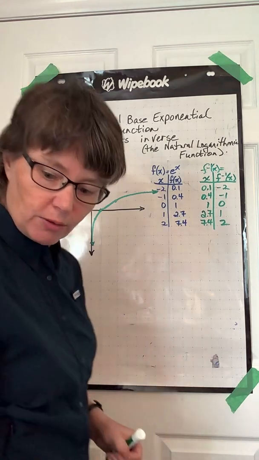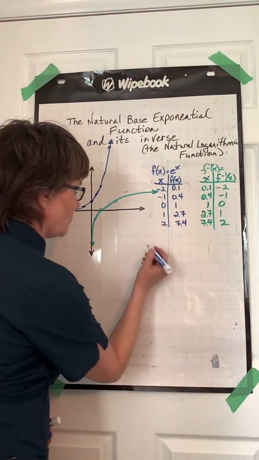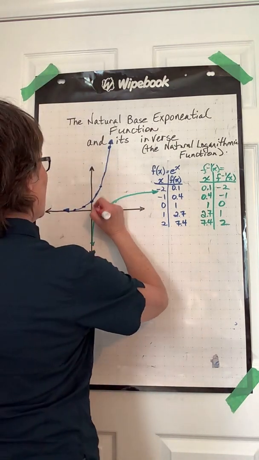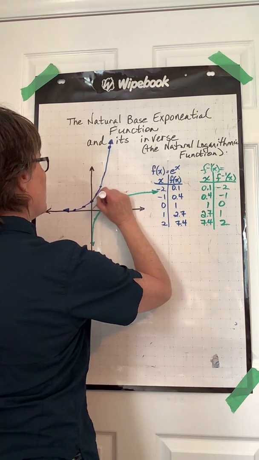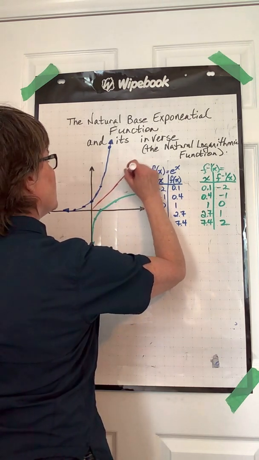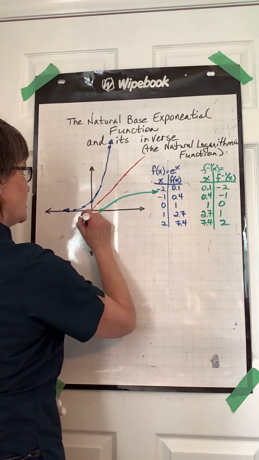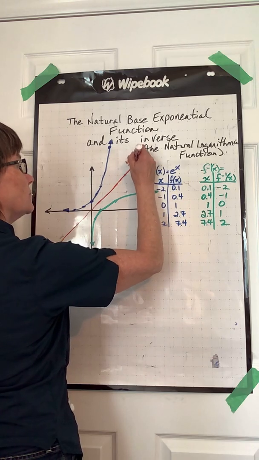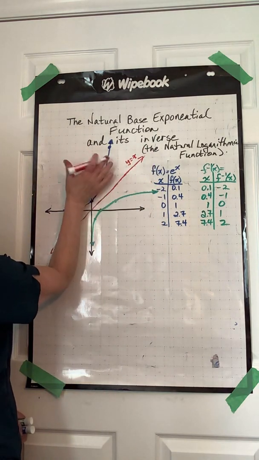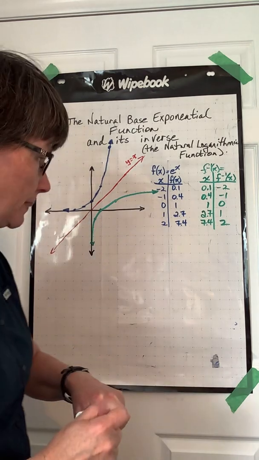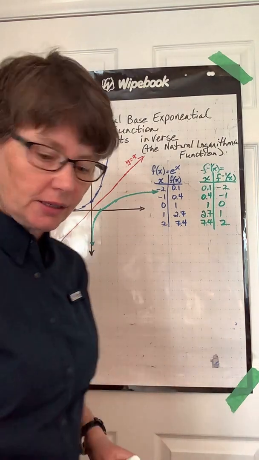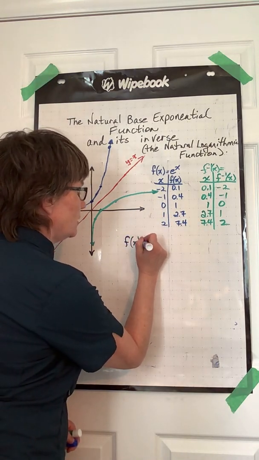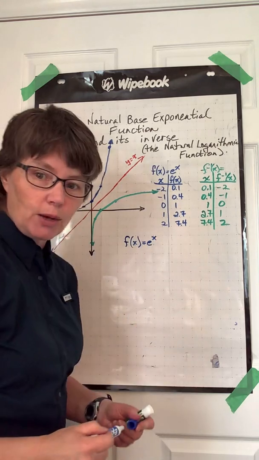So we start with our original. And just as a reminder, inverse functions are reflections of each other in the line y equals x, in that diagonal line. So that diagonal line is a mirror line between these two graphs. So if we folded here, they would reflect each other. Okay, and that's because of the idea of switching the x's and the y's. So let's start with our original function and find this function algebraically. We've got f of x equals e to the power of x.